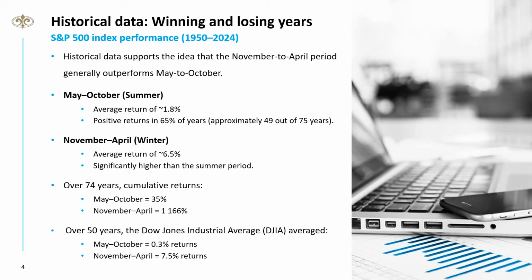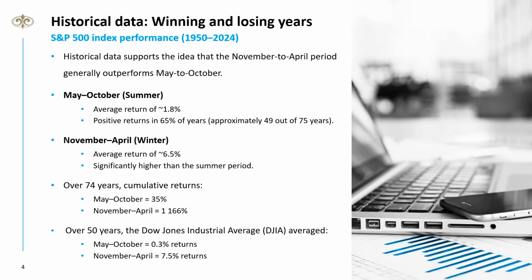It does get confusing for us, so switching over to the South African market. But you can see there, over the 74 years, from May to October the average return is about 1.8%. Positive returns occurred in 65% of those years, about 49 out of 75 years. If you look at the winter months, the average return is about 6.5%, so it's significantly higher than the summer periods.